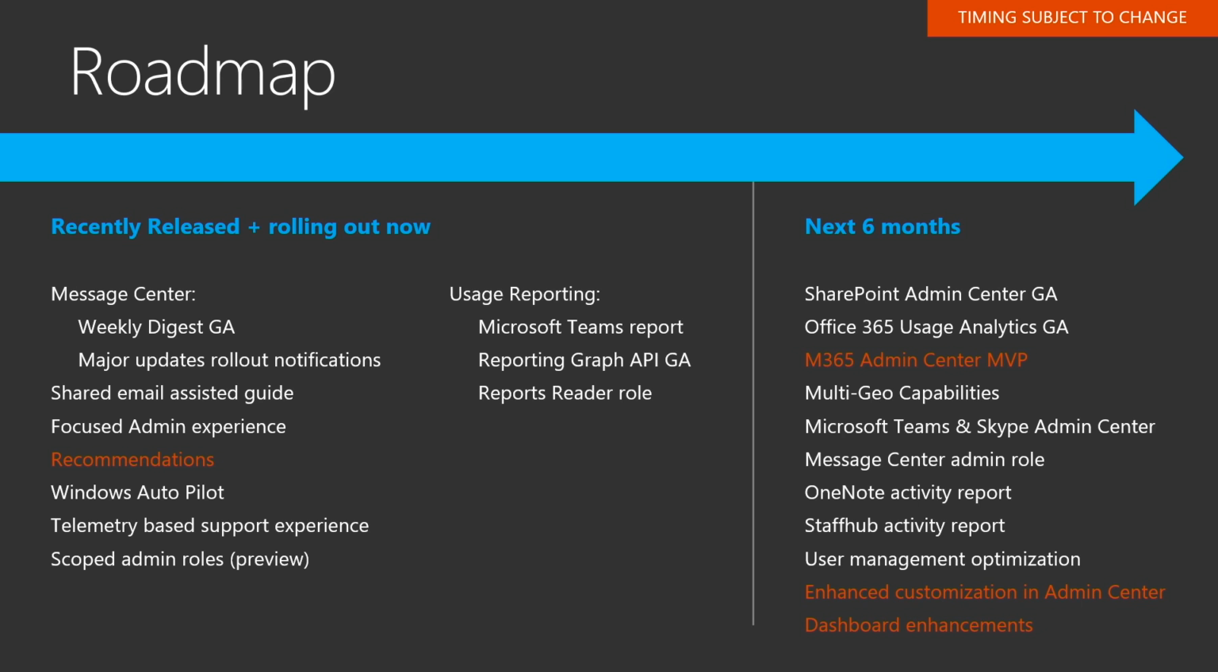Over the next 6 months, you'll see the SharePoint Admin Center go GA, as well as Office 365 Usage Analytics. We're also rolling out multi-geo capabilities, available now in preview, the Microsoft Teams and the Skype Admin Center, the Message Center admin role, as well as some new activity reports for OneNote and Staff Hub. Lastly, the user management optimization is also coming over the next 6 months.